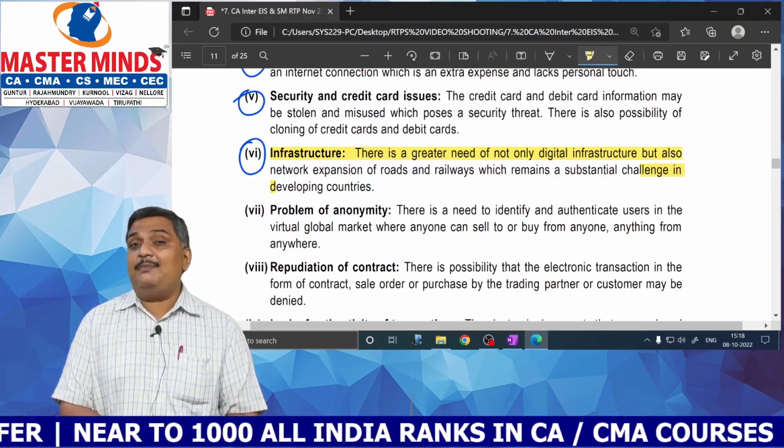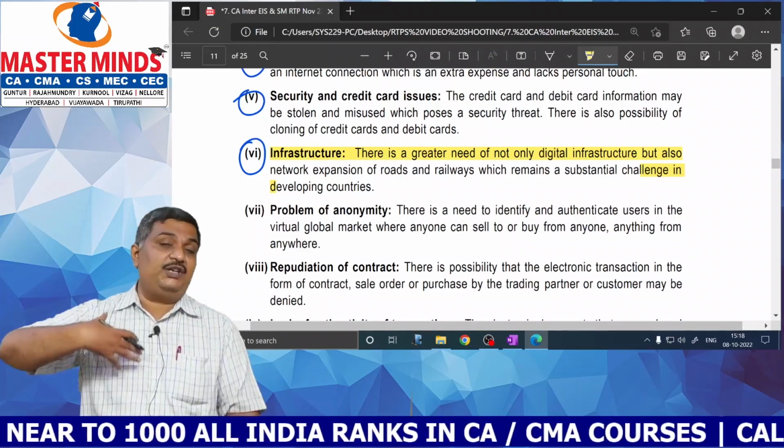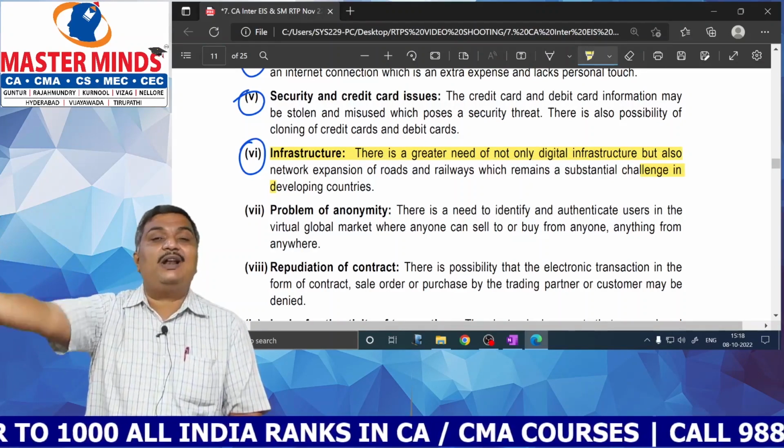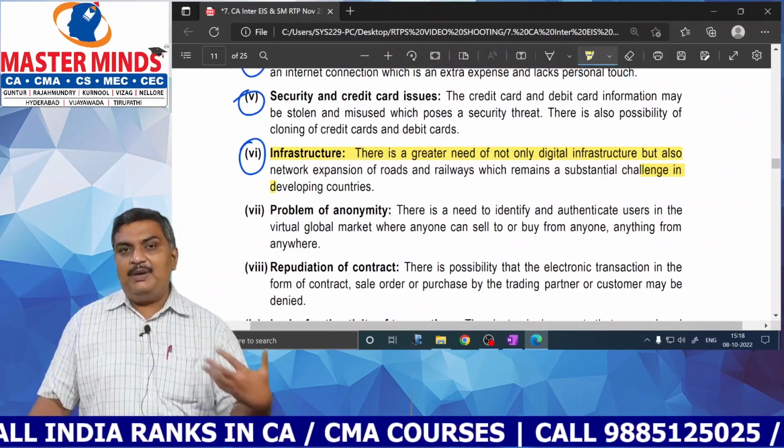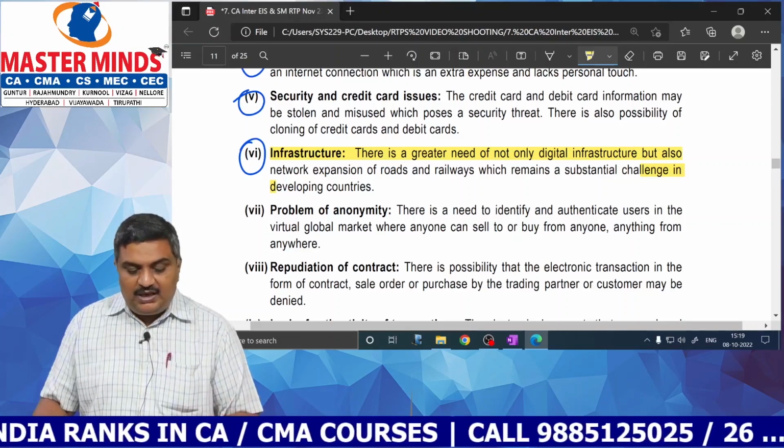Because for example, if I sell my goods to a remote location and if I cannot reach my customer, how can I deliver my goods there? So infrastructure is becoming the biggest hurdle for the expansion of e-commerce businesses.